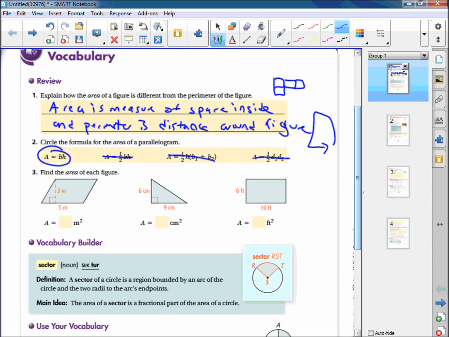The area of a parallelogram is going to be the base times the height, so this will be 3 times 5 for 15 meters squared. The area of a triangle is 1/2 the base times the height, so half of 6 will give me 3, and 3 times 9 will give me 27 centimeters squared. And the area of a rectangle is the same as a parallelogram, it's just base times height, so this is 60 feet squared.